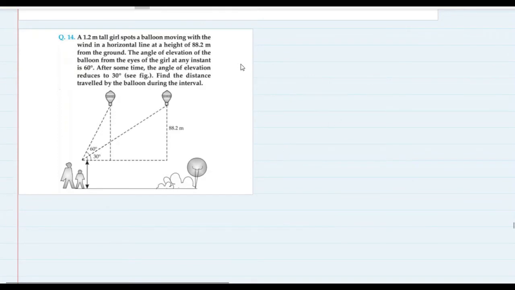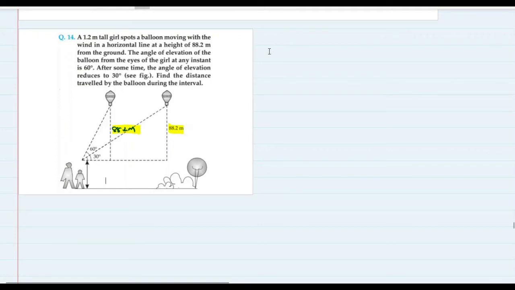Next question is, a 1.2 meter tall girl spots a balloon moving with wind in a horizontal line at a height of 88.2 meter from the ground. See, the height of the balloon from the ground is constant. It is 88.2 meter over here and 88.2 meter over here. Okay, so height of the balloon is constant.